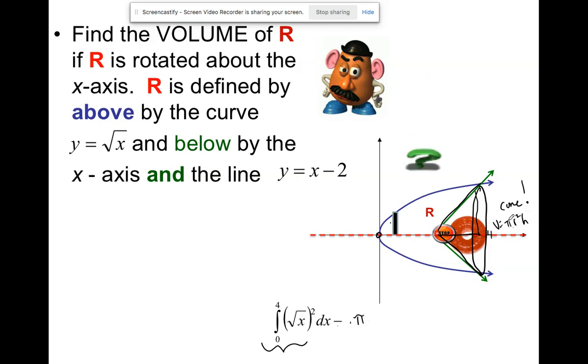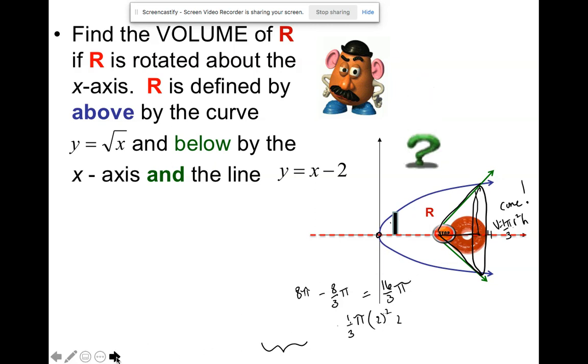Pi. Oops, I forgot. This is a cone. What do you have to shrink by? 1/3, right? So that's pi times my radius times my height multiplied by 1/3. So this is 8 pi. This is 4 times 2 is 8. This is 8/3 pi. And you would get 16/3 pi, just like you got doing it the disk and lifesavers method.